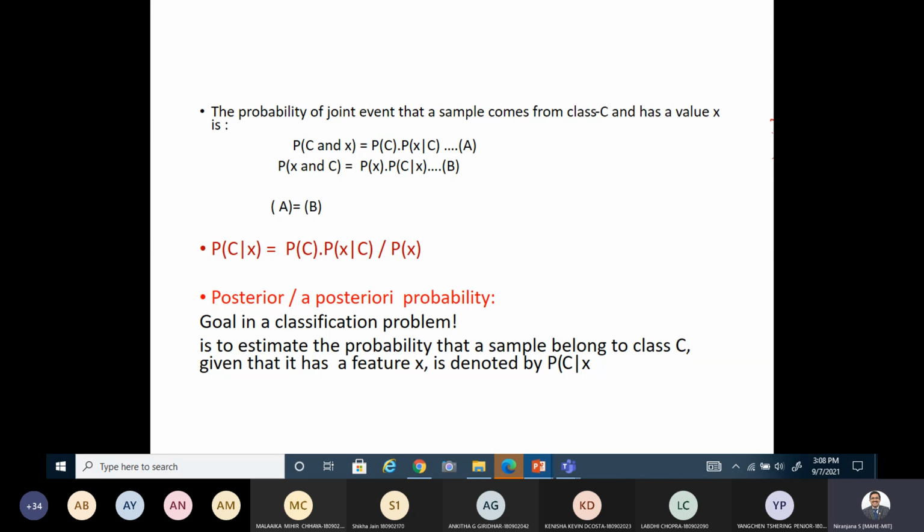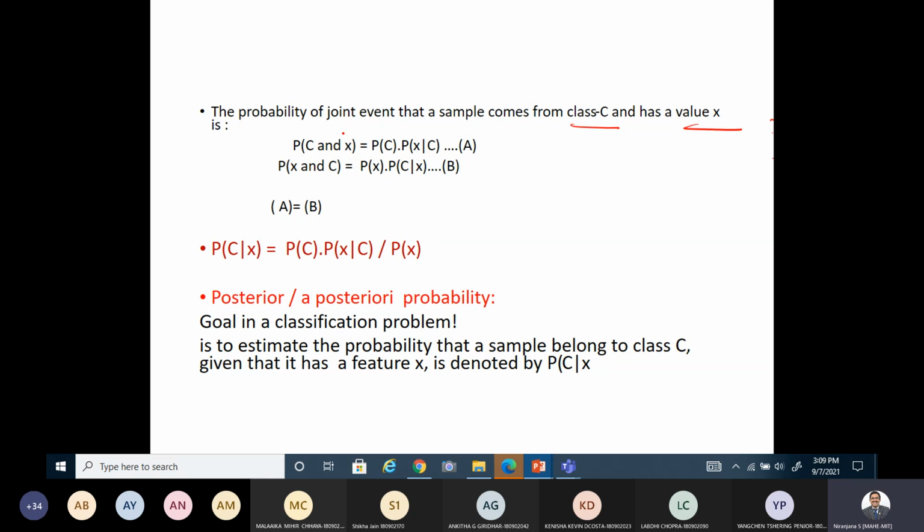Before discussing that, we'll have some general analysis of the relation of probability. From probability theory, all of you know that for a given class C, if there is a feature x, we can write p of c and x.